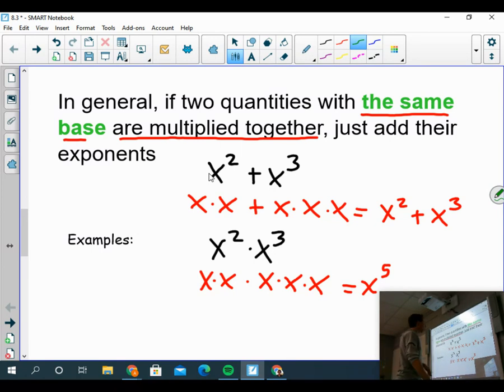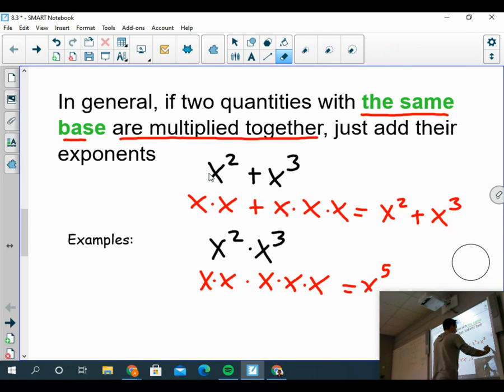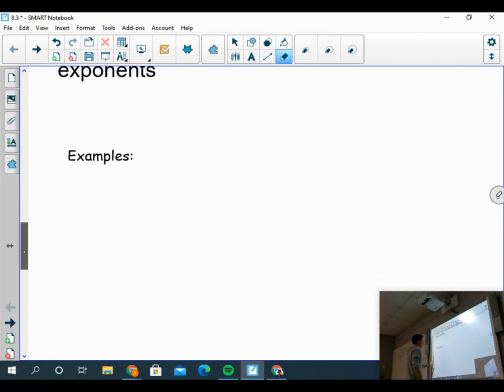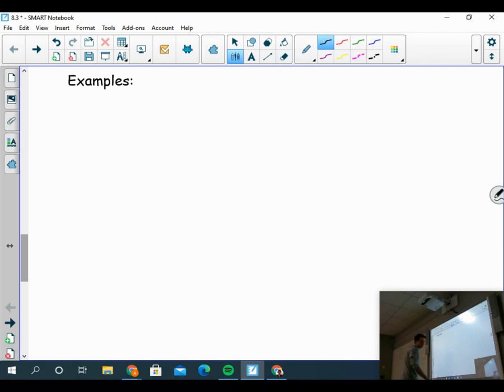So be very careful when you're looking to apply this rule to simplify exponential functions, or in some cases evaluate algebraic expressions involving exponents. What we want to make sure is that the quantities you're looking to apply the rule to have the same base and they are multiplied together. Okay, if one of those criteria is not met, the rule will not work. So without further ado, let's dig into some examples together.